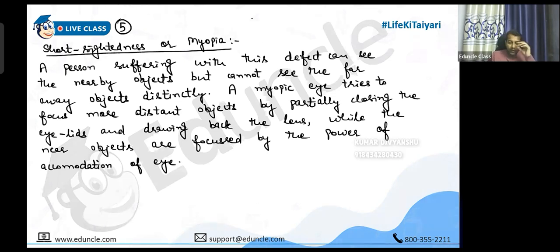When we close our eyelid a little bit, then our eye lens draws closer to the retina, and that way we are able to see the far away objects. The person who is suffering from myopia can see the far away objects, but with complete eyelid open, they cannot. And why does this happen? Because the eyeball is long this time.